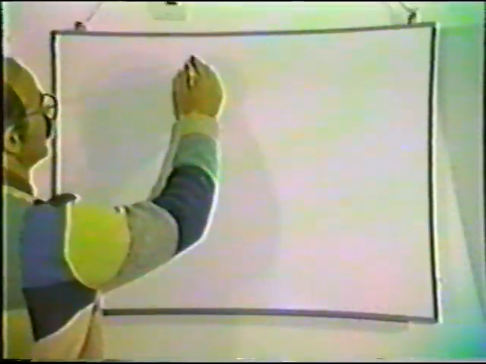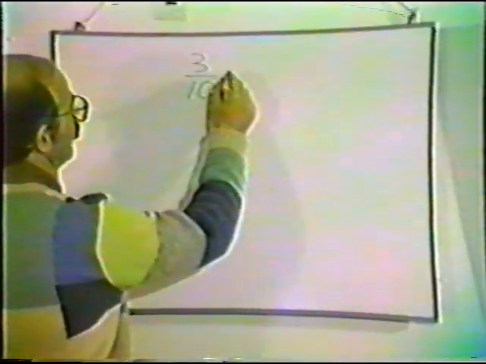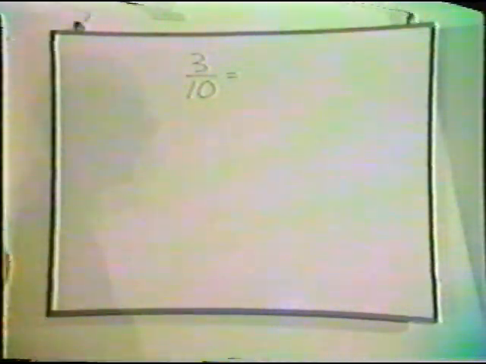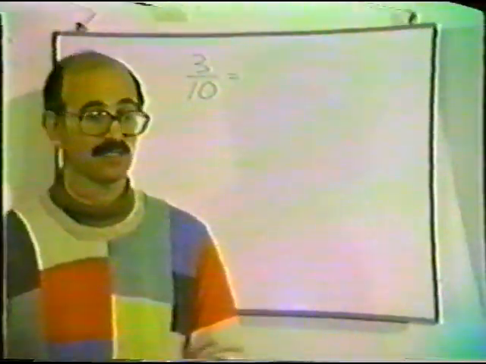Now we're going to learn how to change a fraction into a decimal. Suppose I have a fraction like this. What does that fraction say? 3 tenths. As long as you can read the fraction, and since you know how to read decimals, you should be able to convert that to a decimal. You know it says 3 tenths. All we have to do is write 3 tenths.